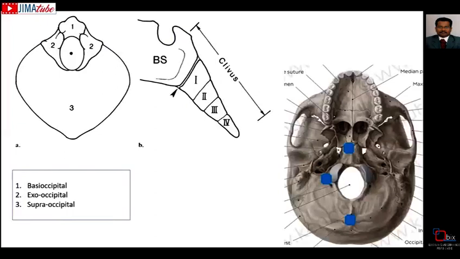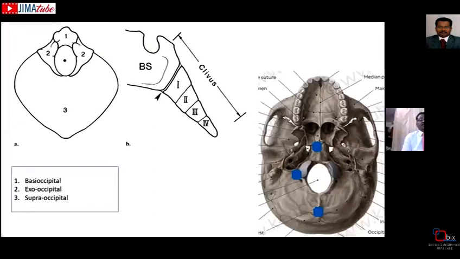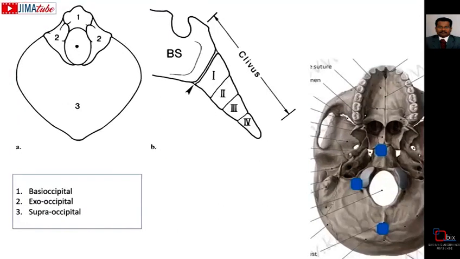So this picture shows the number 1 is basi-occipital, number 2 is exo-occipital and supra-occipital joints. The second picture shows the clivus, and this is the base of the skull, which shows the foramen magnum and other structures.